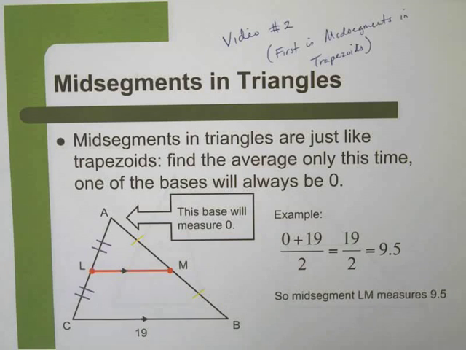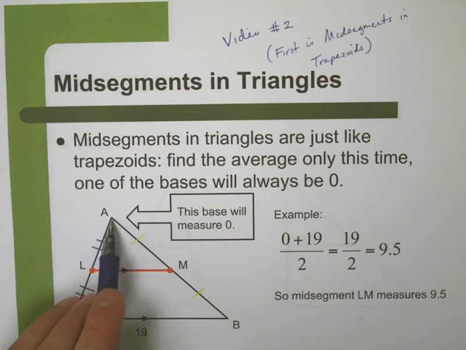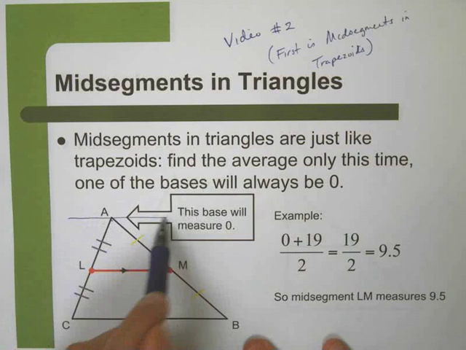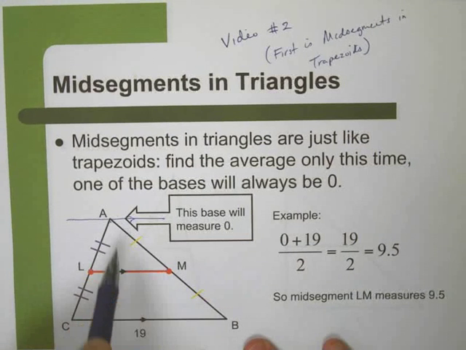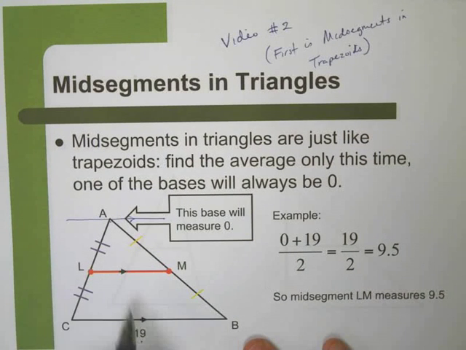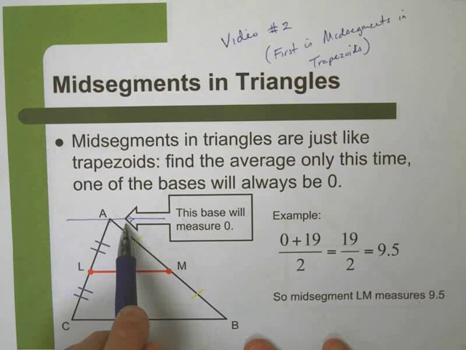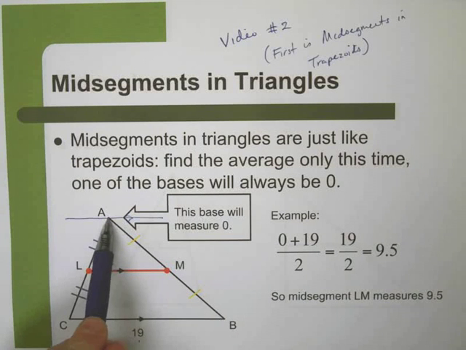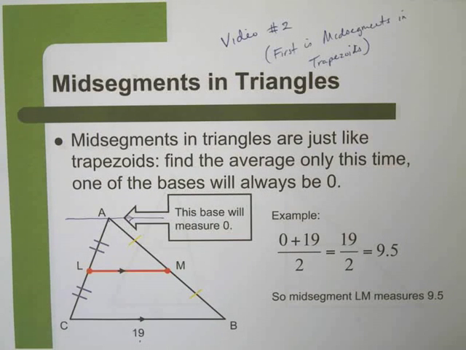So if I want to find the length of the mid-segment, this red line here, you'll recall that what I was supposed to do is average the 19, one of the bases, with the length of the other base. Well, it turns out this is like having the parallel line up here, okay? If I average the length here and the 19, I would get the red line. Well, this is just a measurement of 0, right? It has no length. So all we have to do is take 19 and 0, add them up and divide by 2, and I have the length of the red line.